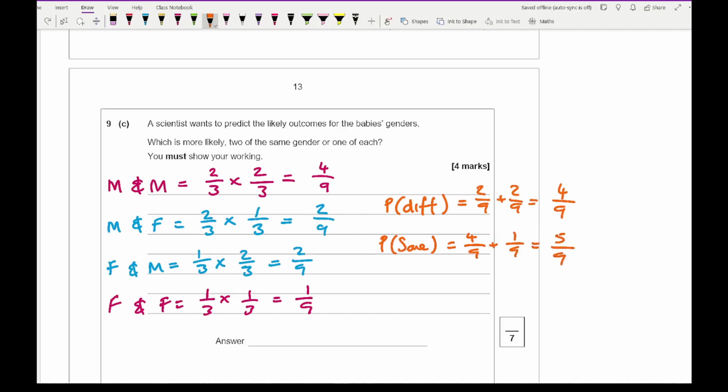So which probability is going to be higher? Well, it's going to be the 5 ninths. So it's going to be ones where the genders are the same.